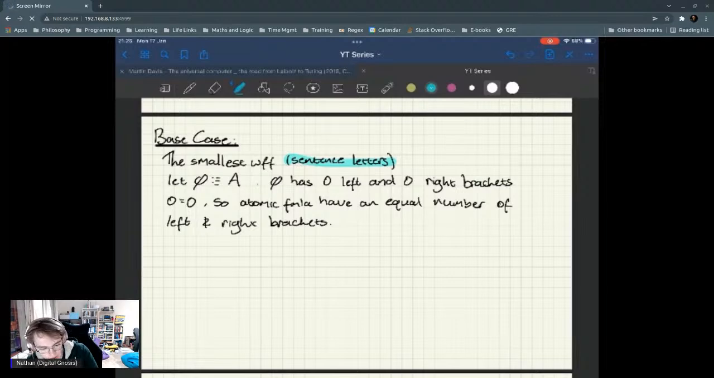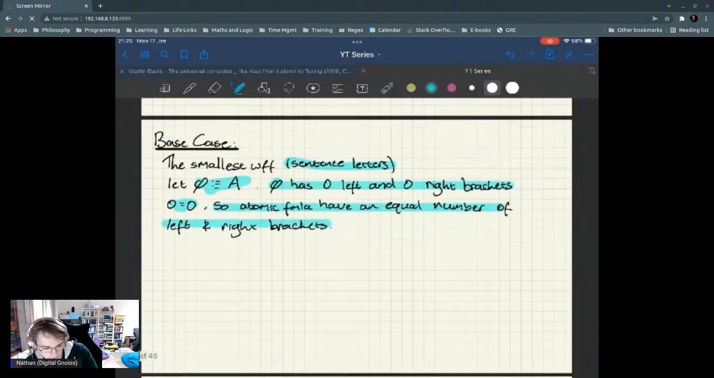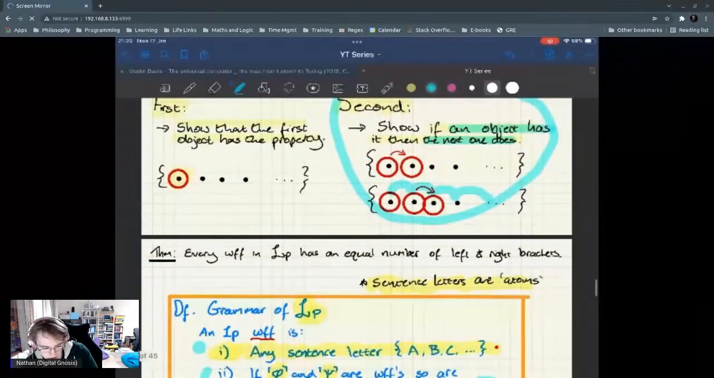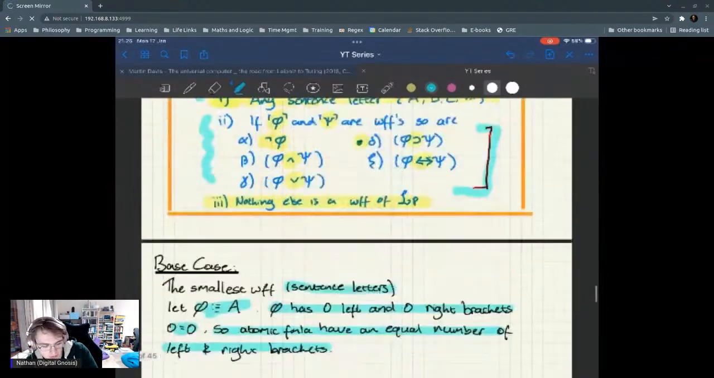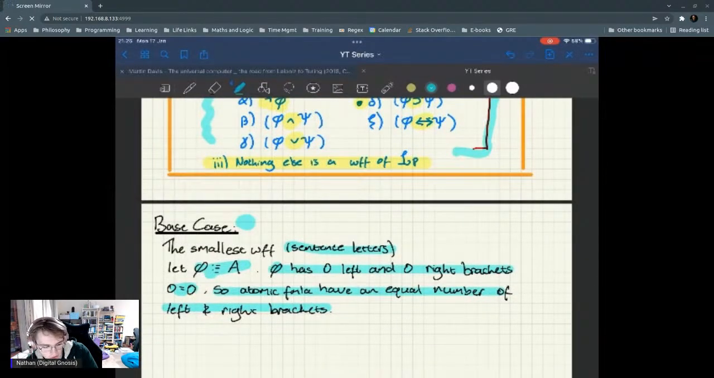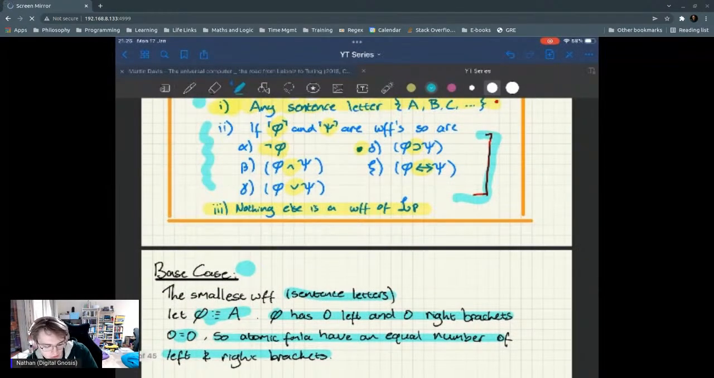So we let phi be equal to a, just some sentence letter. And then we show phi has 0 left and 0 right brackets. 0 is 0. So atomic formulas have an equal number of left and right brackets. So our theorem that every well-formed formula in LP has an equal number of left and right brackets holds in the base case for the smallest formulas, sentence letters.